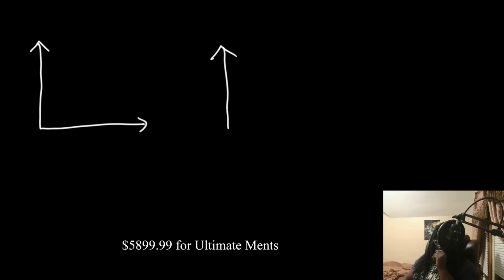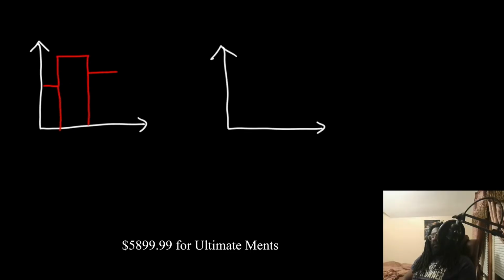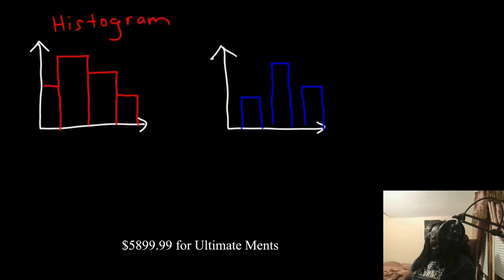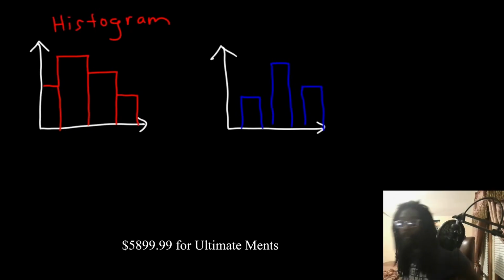Now the next thing that you need to know how to do is how to create a histogram. A histogram looks like a bar graph, but unlike a bar graph, a histogram has its bars connected to each other. So here's an example of a histogram on the left side. On the right side, I'm going to draw a bar graph. So this would be a bar graph. As you can see, they're very similar, but the bars in a histogram are adjacent to each other. There's no space in between.